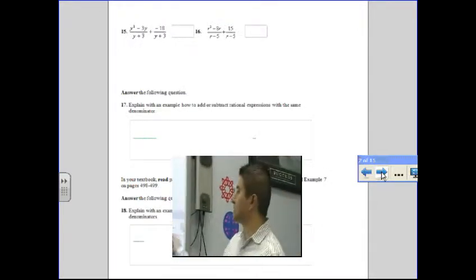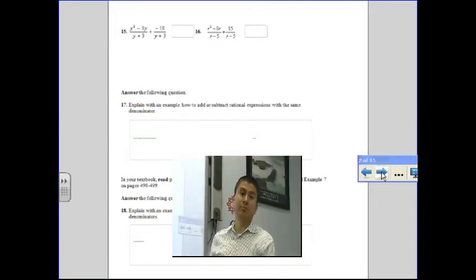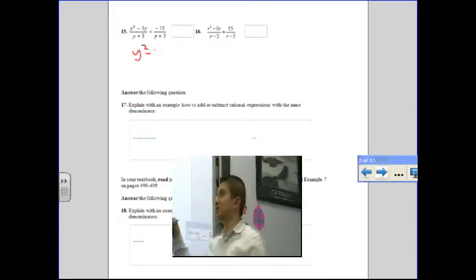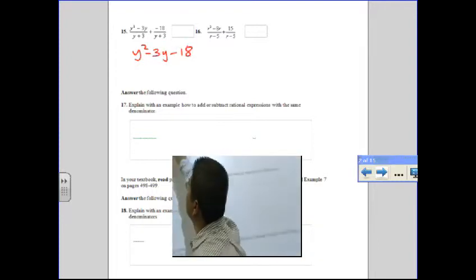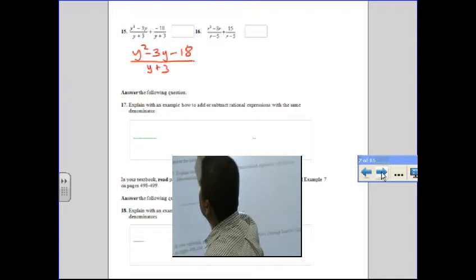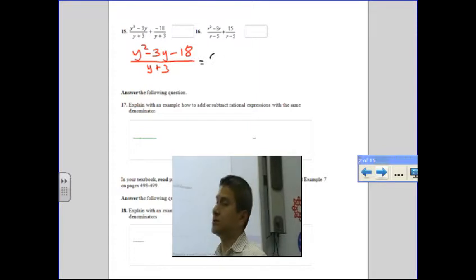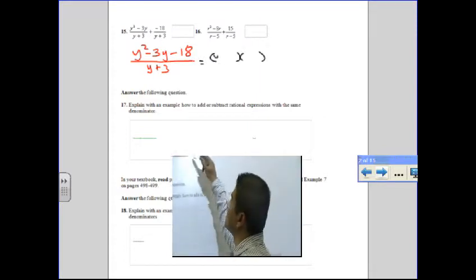Hurry, turn the page. Number 15. Common denominator. The denominator is already the same. The bottom is already the same. So just put the top together. We're going to write it as one big problem. The bottom stays y plus 3. I only write the y plus 3 one time. Don't write it twice. Then I factor the top.